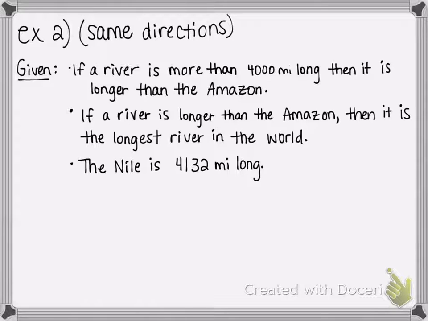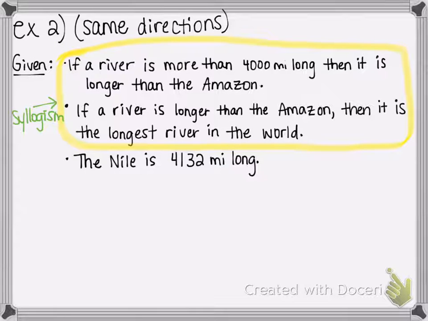Alright, so again, we're going to focus on 2 sentences at a time. Look at our first 2. Okay, you are comparing 2 if-then statements. So that means that you need to use law of syllogism. So if a river is more than 4,000 miles long, so I'm going to identify it with the different colors, the hypothesis and conclusion with different colors, I should say, then it is longer than the Amazon.